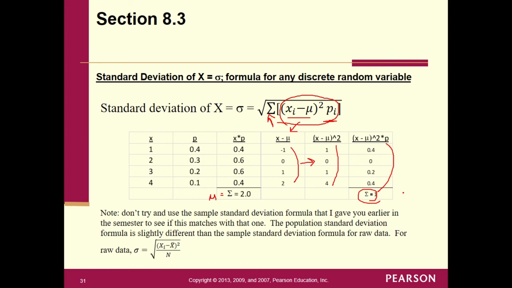Now, I want you to note something. Don't try to use the sample standard deviation formula that I gave you earlier in the semester to see if it matches this one. Be careful here, and this is the reason why. The population standard deviation formula is slightly different than the sample standard deviation formula for raw data. I gave you the sample standard deviation formula, which is what most people need most of the time. However, please note that for raw data, sigma, the population standard deviation, is slightly different than the sample. You have to make sure that you understand that.